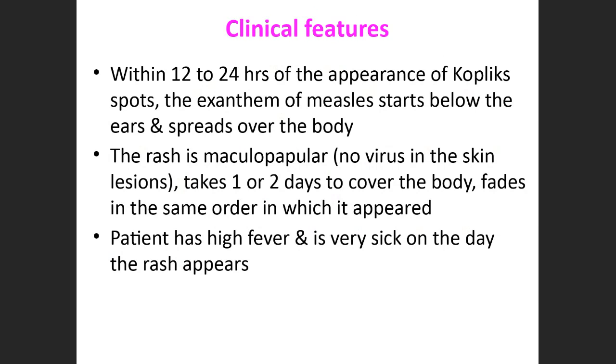Within 12 to 24 hours of the appearance of these Koplik spots, the exanthem of measles, the characteristic rash of measles, appears. What happens? It starts below the ear and then it spreads all over the body. This typical rash is maculopapular.